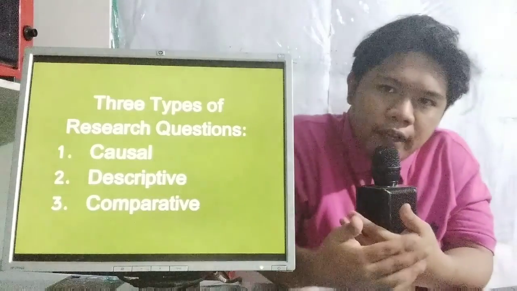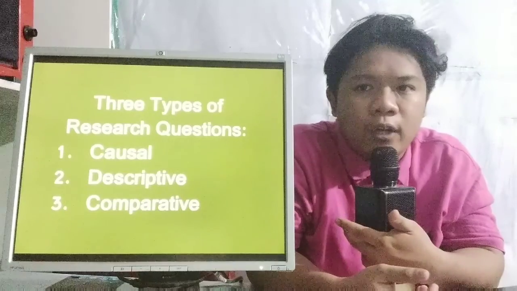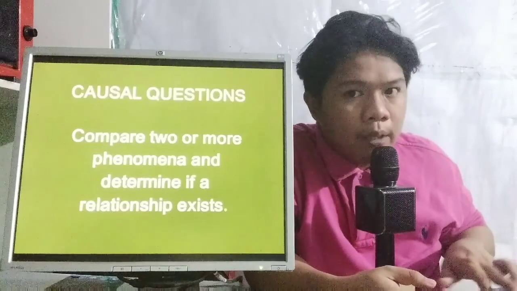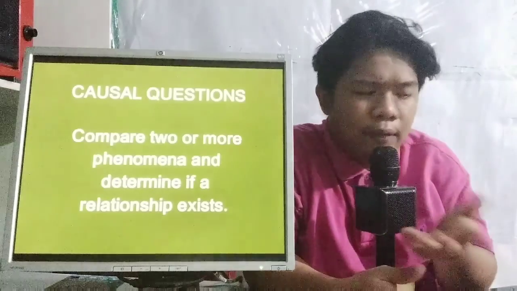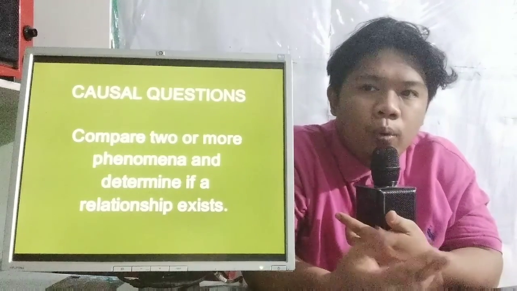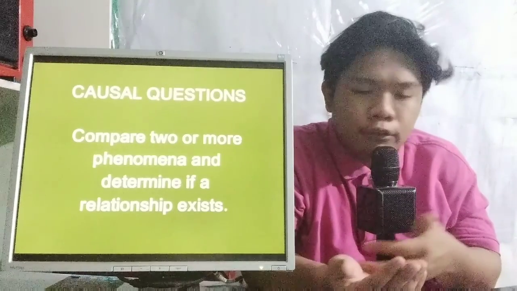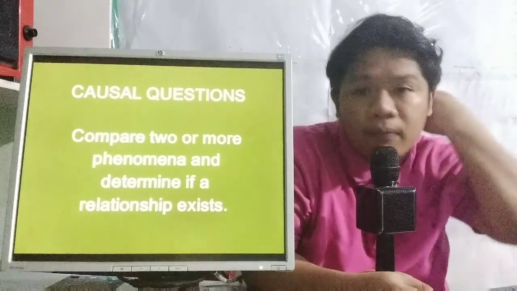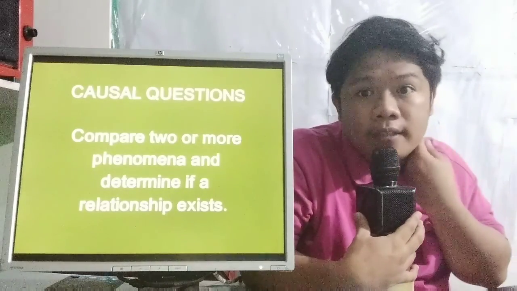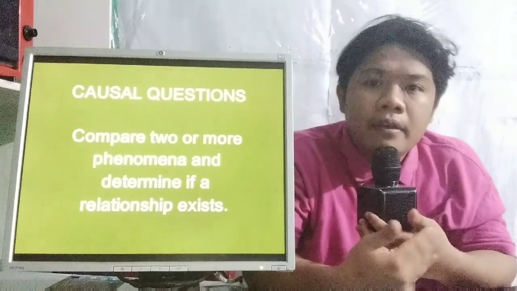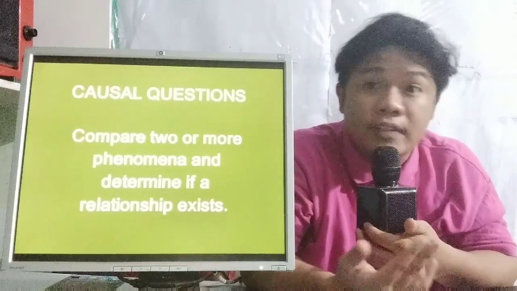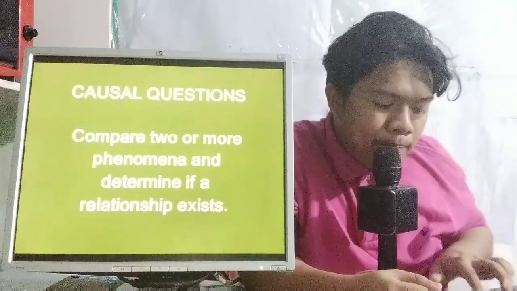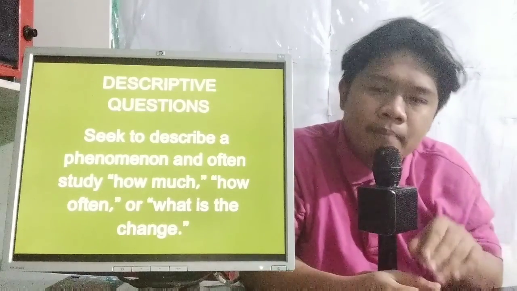There are three types of research questions: the causal questions, the descriptive questions, and the comparative questions. Let's go to them one by one. The first type is the causal questions. The causal questions aim to determine whether two or more phenomena have certain significant relationships with each other. There's another way to view this type of question: coming from the root word cause, we're looking for the reasons as to how and why certain social phenomena exist. So, by writing the causal question, we ultimately ask the questions why and how.